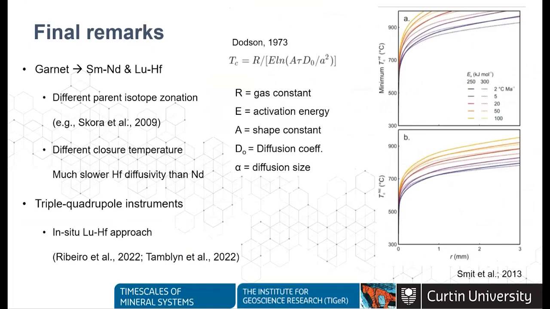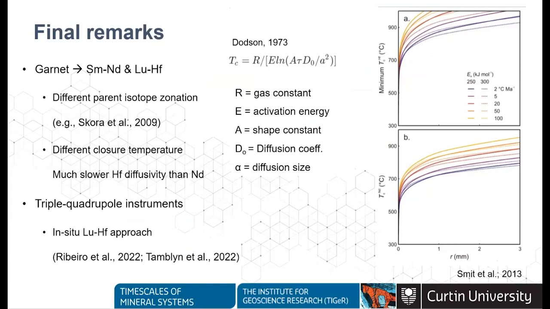Again, in this paper by Smith, 2013, they model the theoretical closure temperature for garnet lutetium-hafnium and garnet samarium-neodymium using the Dodson equation. Imagine a closed system, and we can see that for the same diameter, the lutetium-hafnium is way higher than the samarium-neodymium. So once we define the problem that we want to tackle, we can decide which system is more suitable for our study.